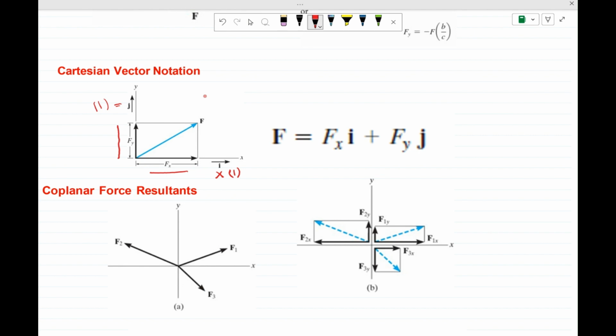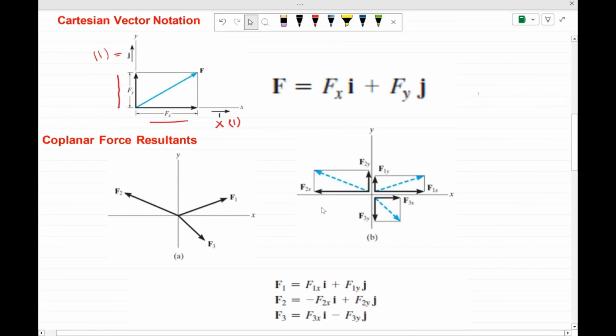So the force F equals the force in the x direction multiplied by i, the unit vector component, plus the force in the y direction multiplied by the j unit vector. And if we have a third dimension, a third axis, which is going to be z, for example, we have to add F_z multiplied by the k unit vector. However, in this case, we're dealing only with a two-dimension problem, so we keep it as it is.